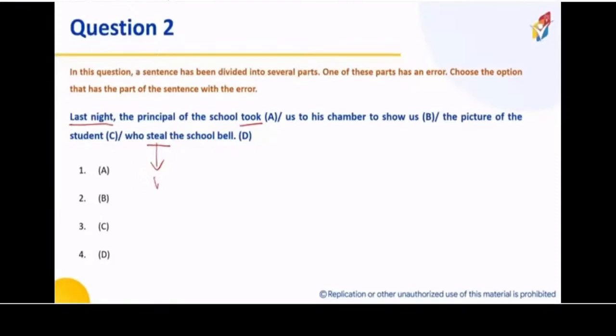So you say, who had stolen the school bell, because this happened even before the principal's action of taking you there, right? So when you have a verb that is in a different tense from the rest of the sentence, it basically calls for more attention to make sure you haven't missed the sequence of tenses, right? So your answer should be option D here.